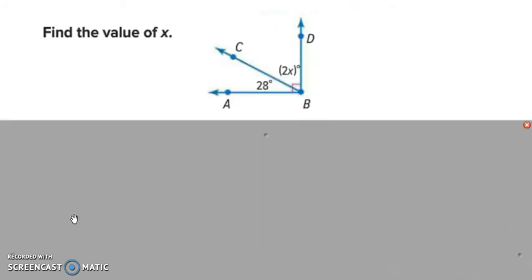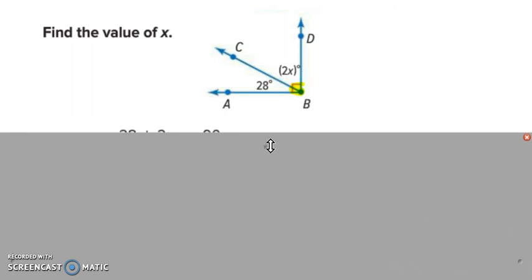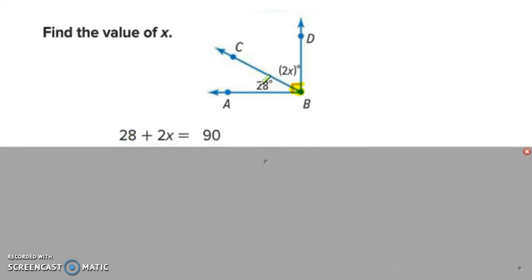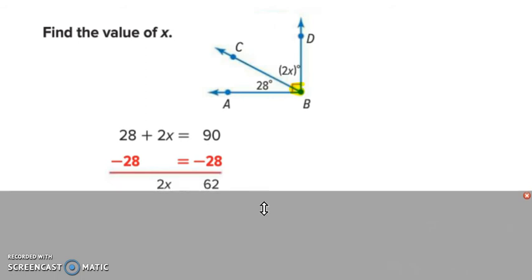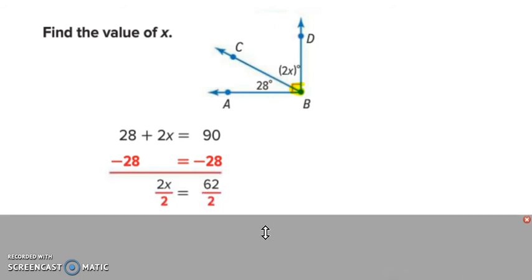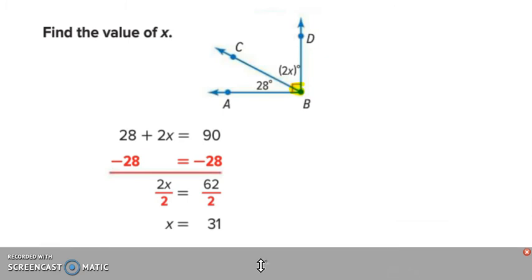In this example, we are finding the value of x again. And we know that we have a 90-degree angle because of this box right here in the corner. 90 degrees means that they are complementary. I can set up the equation with 2x plus 28 is equal to 90. We want to subtract 28 from each side to get 2x by itself, and then we can get x by itself by dividing by 2. Therefore, we have x is equal to 31.